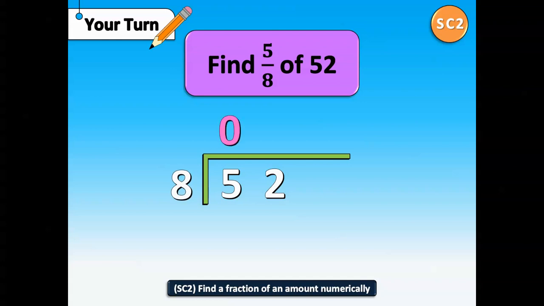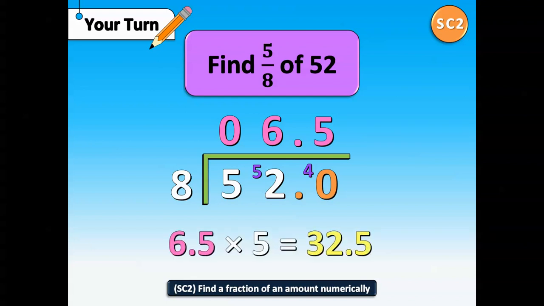8 goes into 5 0 times. We then need to carry the 5, and 8 goes into 52 6 times, but with still a remainder. We've still got a remainder of 4. We carry the 4 onto the 0, and 8 goes into 40 5 times. So 52 divided by 8 is 6.5. And then we need to do 6.5 times 5, which is 32.5. So our answer is 32.5.